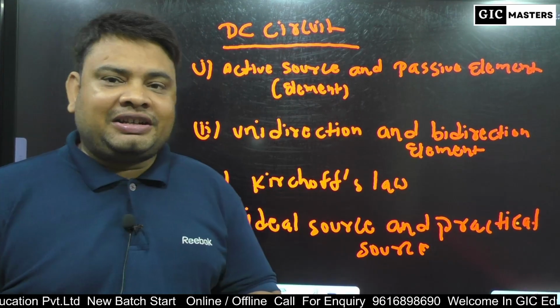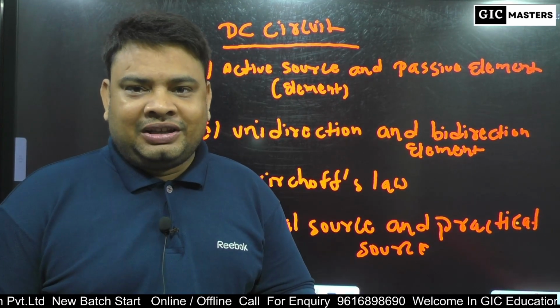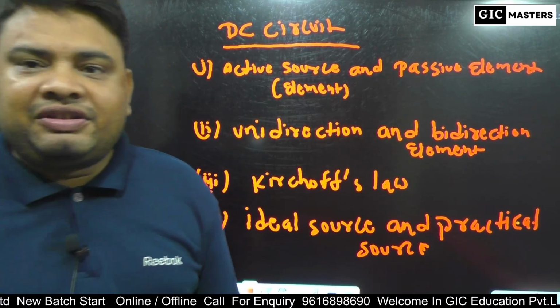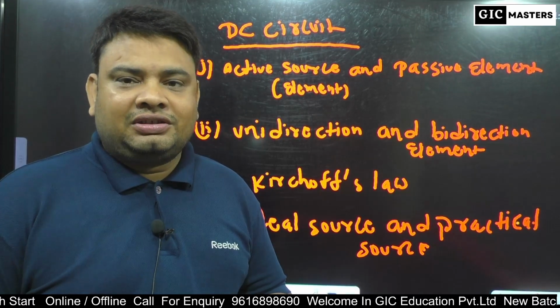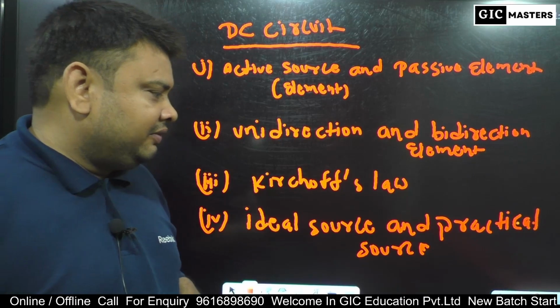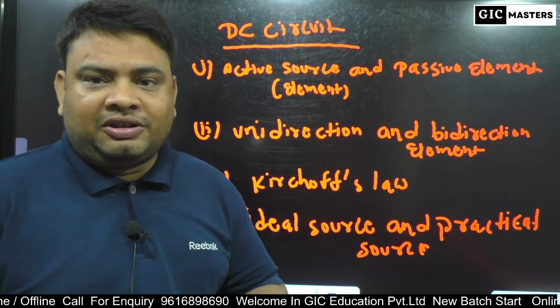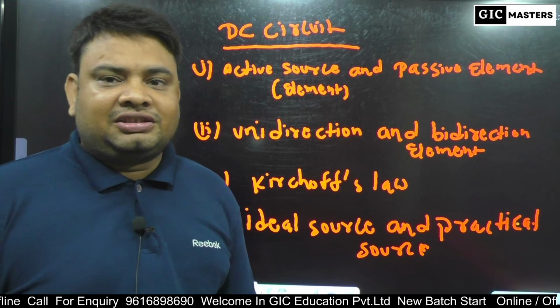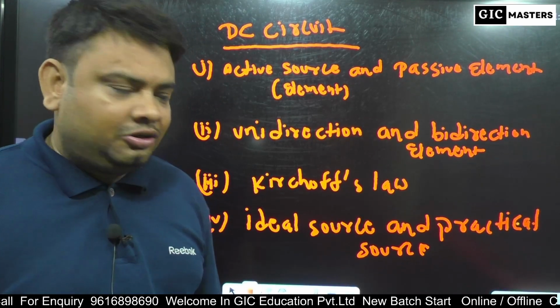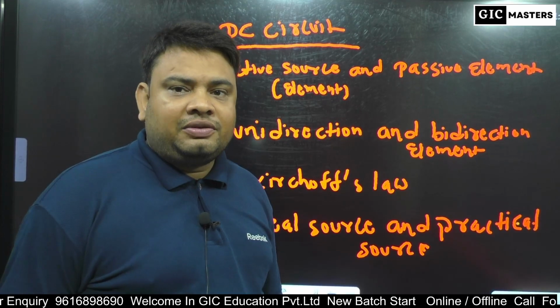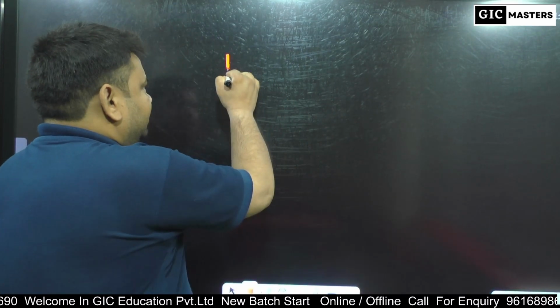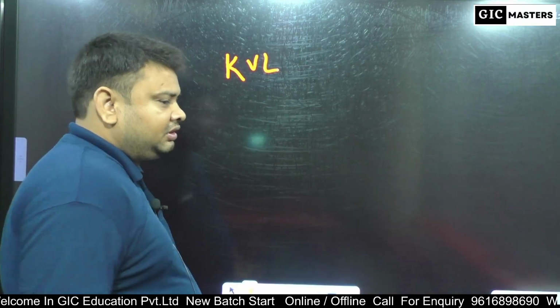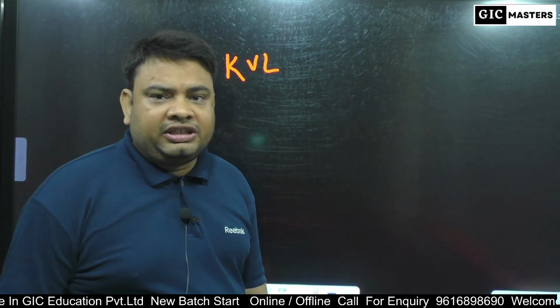And we know what is Kirchhoff's law. There are two types of Kirchhoff's law, everyone knows. One is Kirchhoff's voltage law and second is Kirchhoff's current law. Then what is the statement of Kirchhoff's voltage law? And what is the statement of Kirchhoff's current law? First we discuss Kirchhoff's voltage law, KVL. KVL means Kirchhoff's voltage law.